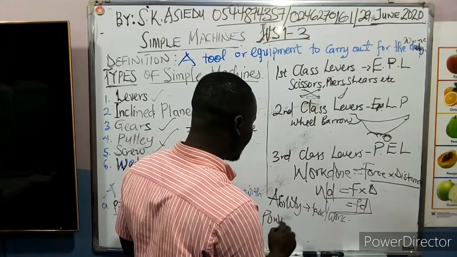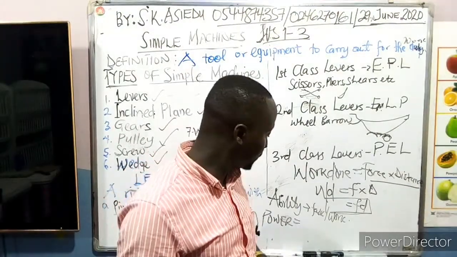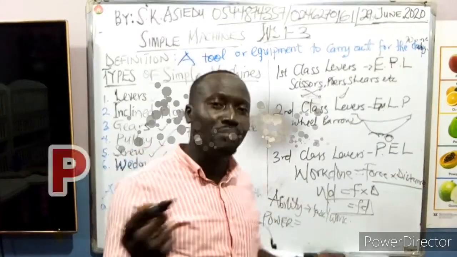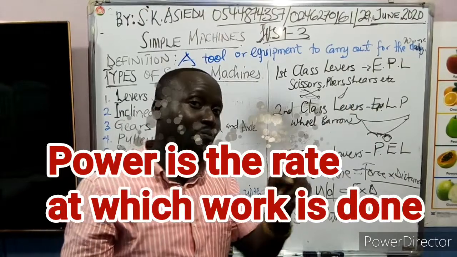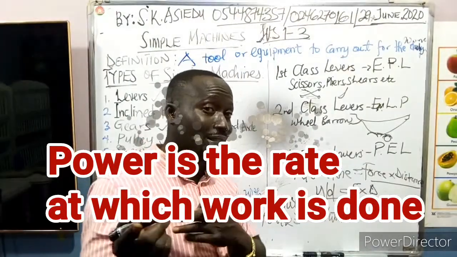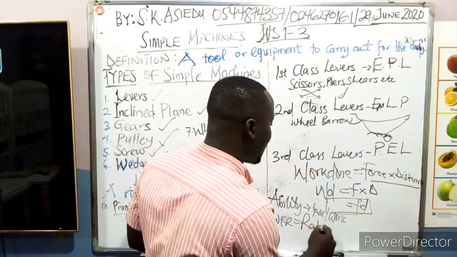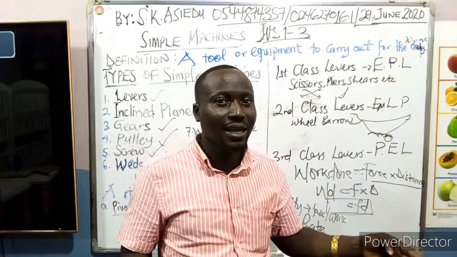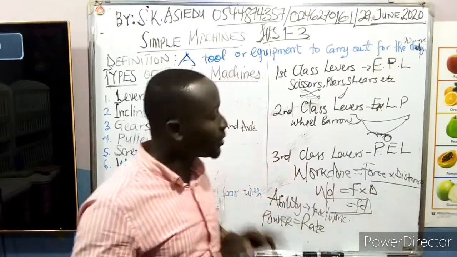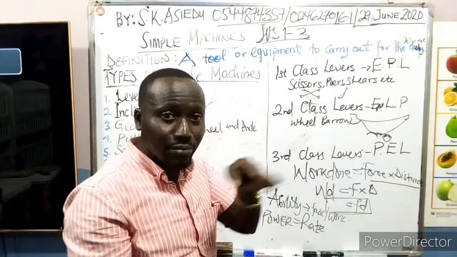Finally, we're talking about power. What then is power? Power simply means the rate at which work is done. How do I explain the rate at which work is done? It simply means how easy and fast a work is carried out. So we say power is defined as work done over time taken.